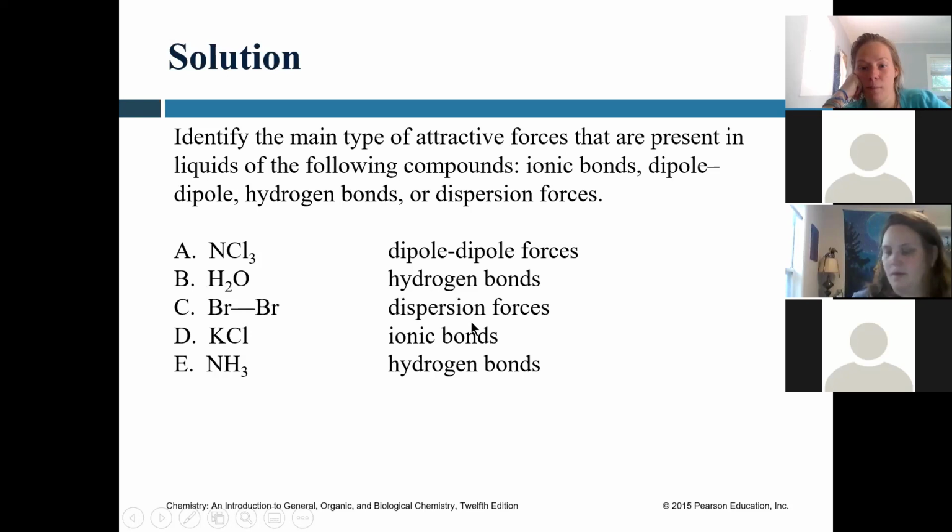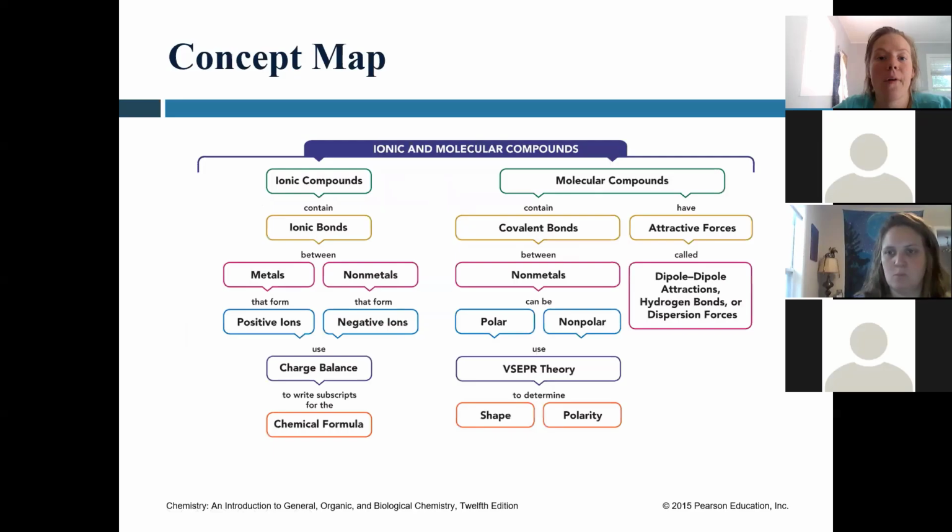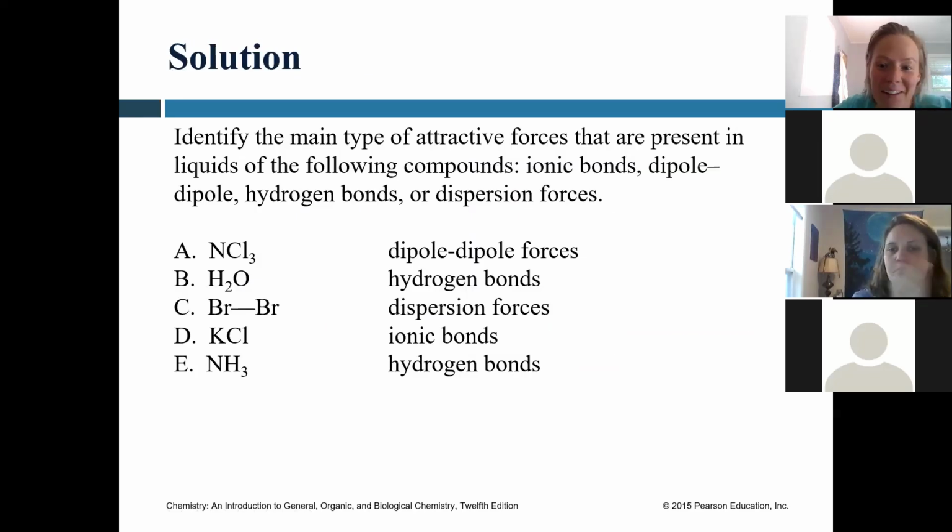So those nonpolar covalent bonds just have temporary dispersion forces. That's a metal and a non-metal, so we can go with ionic bond. And then here we've got hydrogen and nitrogen. Again, anytime hydrogen is with nitrogen, oxygen, or fluorine, we call that a hydrogen bond. Okay, that's it. That's all I've got.